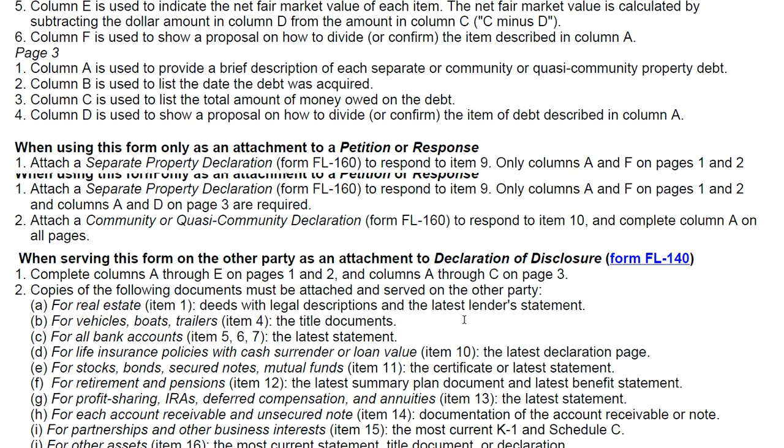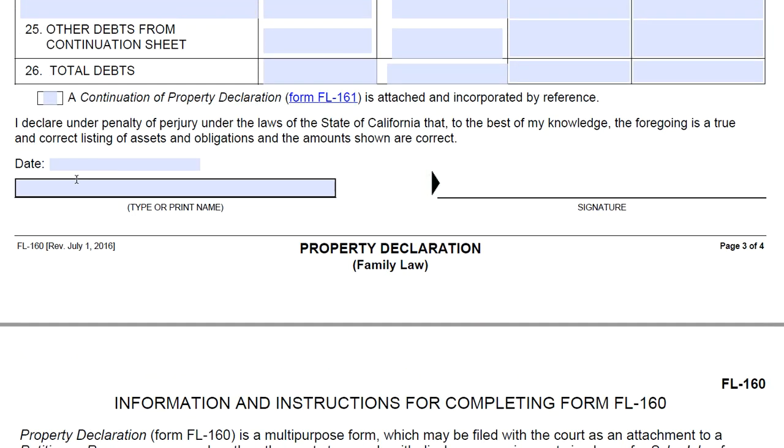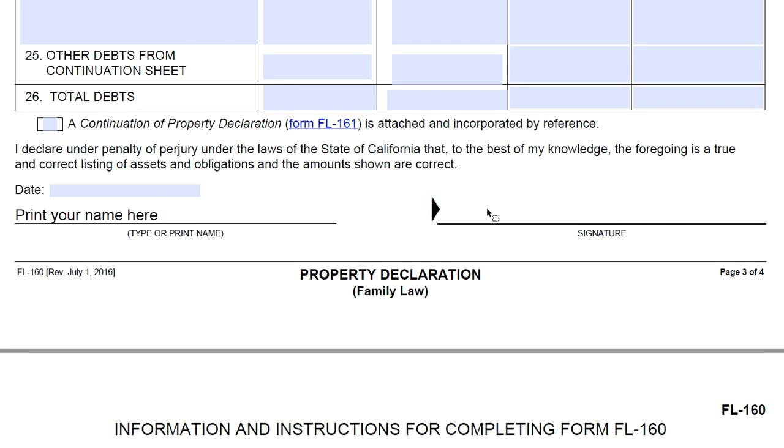The end is to print your name, then sign the form, and if you are filing this with your petition, then make sure that it gets filed at the same time. If you are filing this as part of your response, then file it then. And that is it. Thank you.